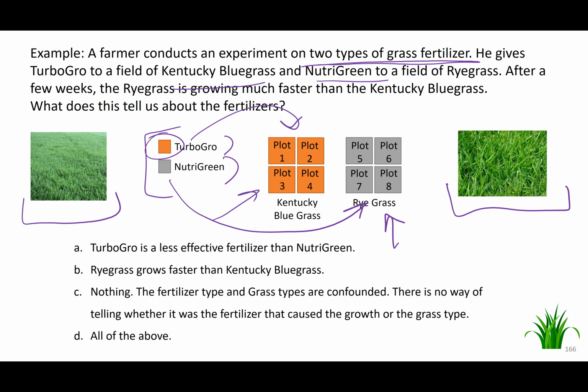So we want to know, after a few weeks, the ryegrass is growing a lot faster than the Kentucky bluegrass. Does this tell me anything about the fertilizer specifically? Can I say, oh, it's the Nutri-Green? So I'll give you all a second to look at that. I wish I had elevator music. I could probably insert some.